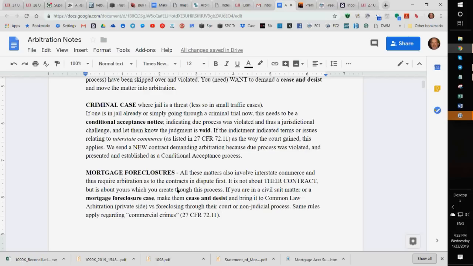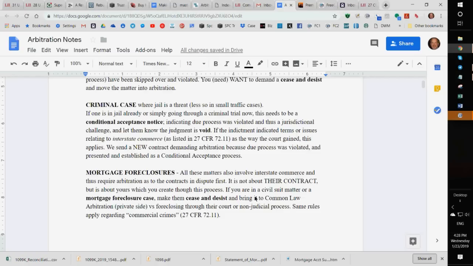So we have to intervene and stop this. This is a much simpler way than even what we've been teaching in the mortgage class once you see how this lays out. Okay? But we want to make them cease and desist, bring it into a common law arbitration versus going through their public court system and losing the house, which is what's going to happen 99% of the time. Okay? Again, it kind of falls under these commercial commerce clauses.